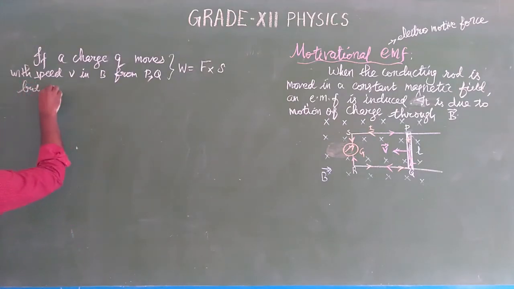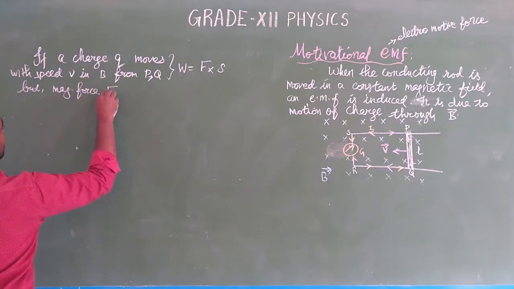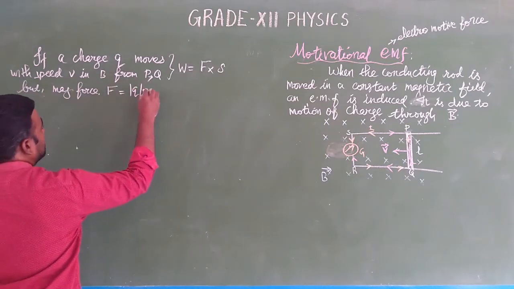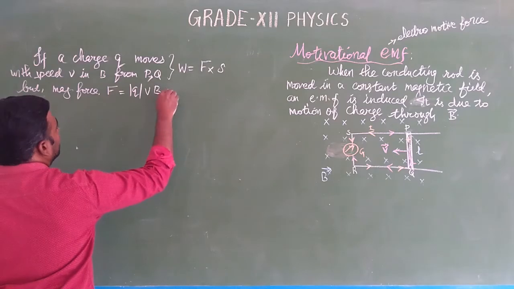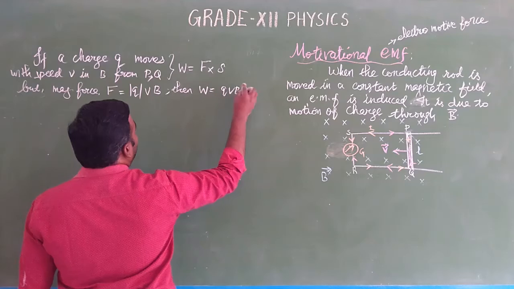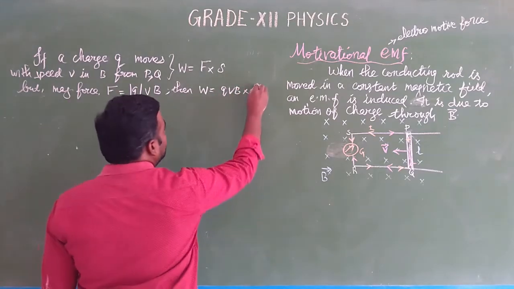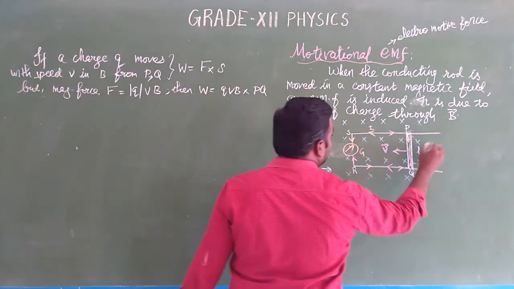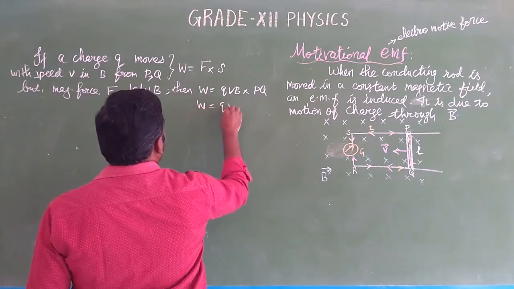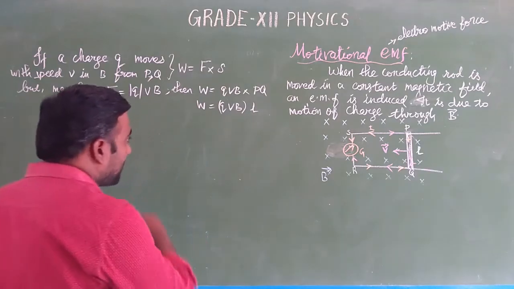What is the magnetic Lorentz force? For a straight conductor, the magnetic force is QVB. Q may be a positive or negative charge. Then the work done W is equal to QVB into the displacement PQ, whose length is L. So the work done W is equal to QVB into L. Work done is a scalar quantity.